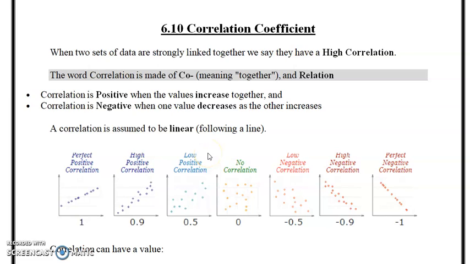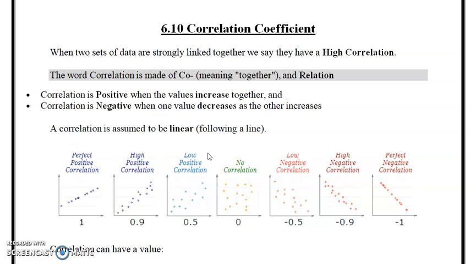Hello everybody, today we're looking at 6.10, correlation coefficient. This is basically a continuation from the last part of the last video in 6.9, where we talked a little bit about correlation coefficient and how you found it. So we're going to do pretty much the exact same thing we did in the previous lesson, but we're going to have an example this time and talk about correlation coefficient.